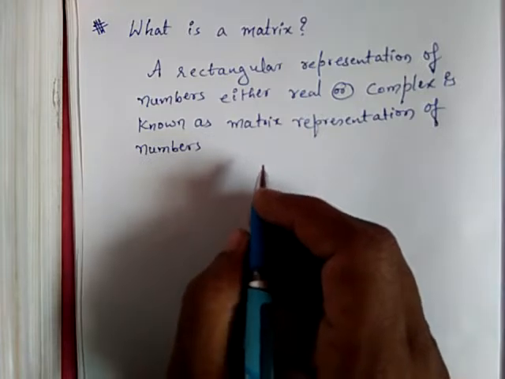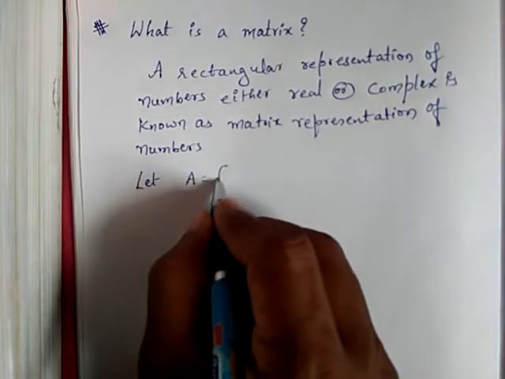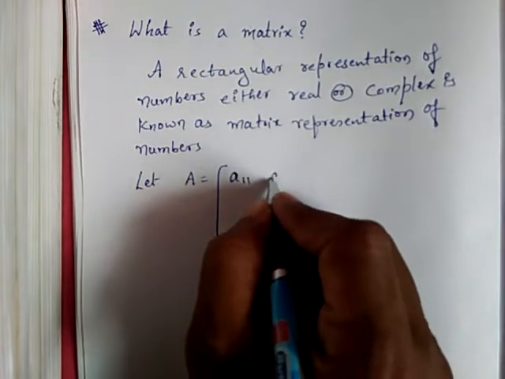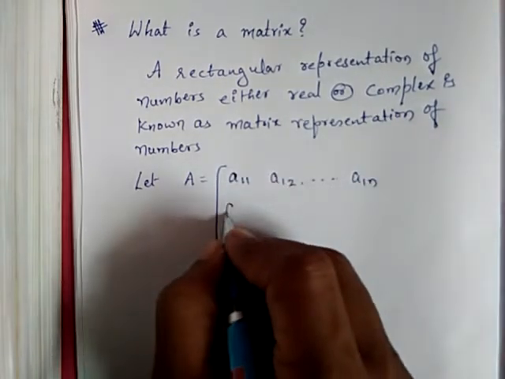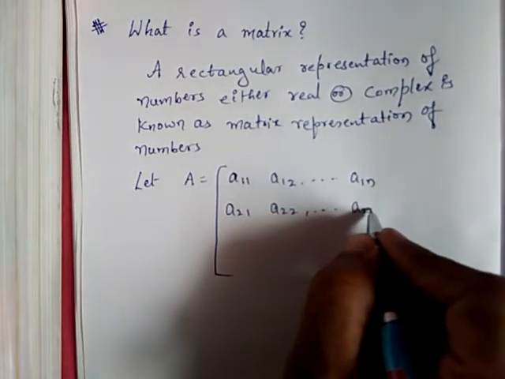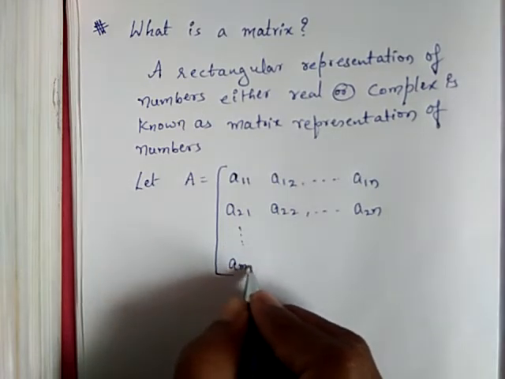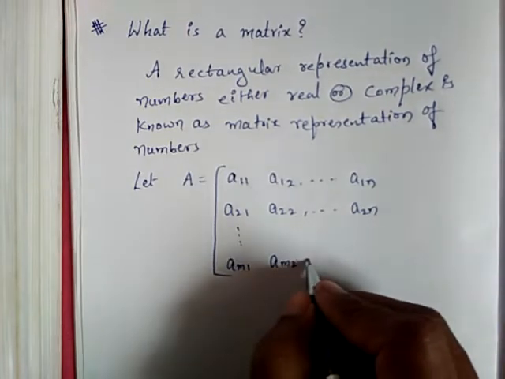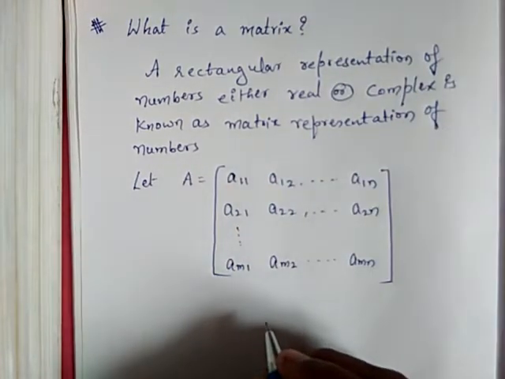Okay, I will tell you the general form of a matrix here. So let us consider A is equal to, like this, the general form I will consider, afterwards I will explain. Okay, so A11, A12 and so on up to A1n. Similarly A21, A22 and so on, A2n and so on. Here it is Am1, Am2 and so on, Amn. So this is your general form of a matrix.